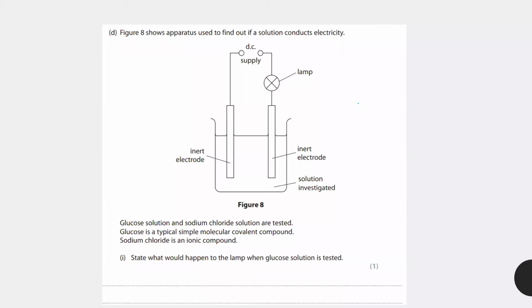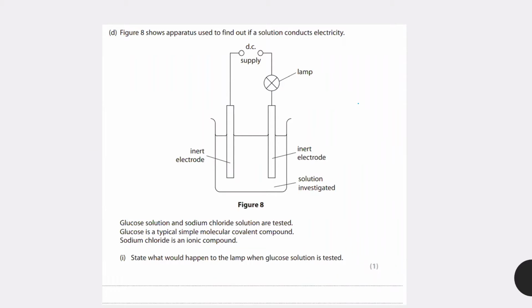Figure 8 shows apparatus used to find out if a solution conducts electricity. So you've got electrical energy again. Inert electrodes. Inert means it doesn't react with the solution. Glucose solution and sodium chloride solution are tested. Glucose is a typical simple molecular covalent compound, so we're told what it is. Remember, it's C6H12O6. Sodium chloride is an ionic compound.